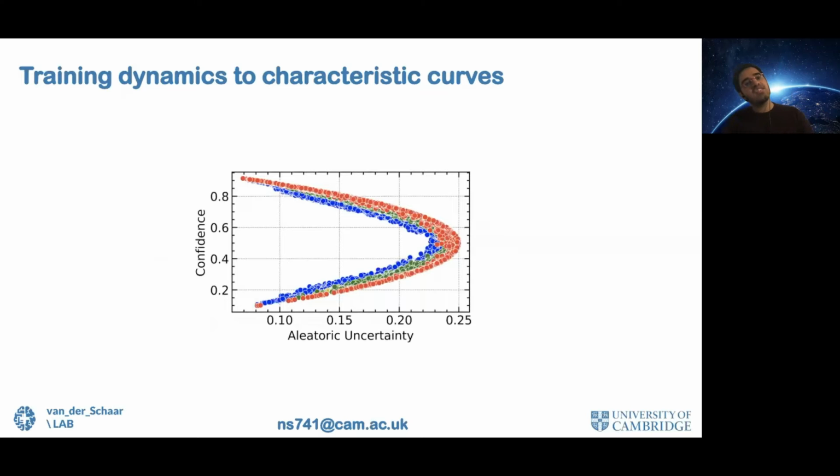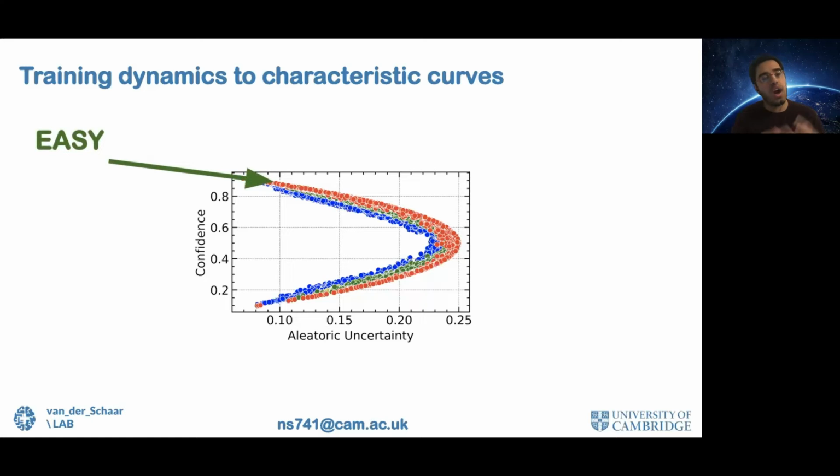So on the y-axis, we compute the average confidence through training. And on the x-axis, we compute this aleatoric uncertainty or this inherent data uncertainty. And I refer you to the paper for the actual computation. What's interesting about this diagram is that every single dot on this plot is actually an individual example or an individual sample within your data set. And we can now use this map or characteristic curve to actually characterize our data.